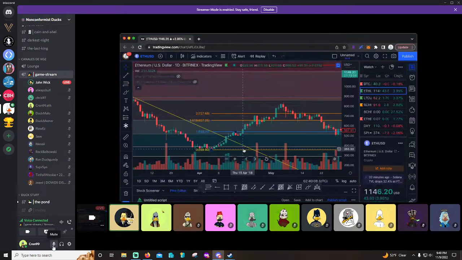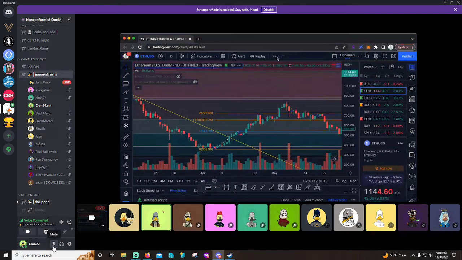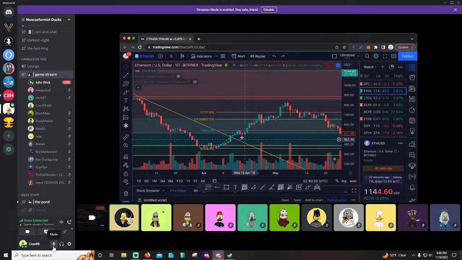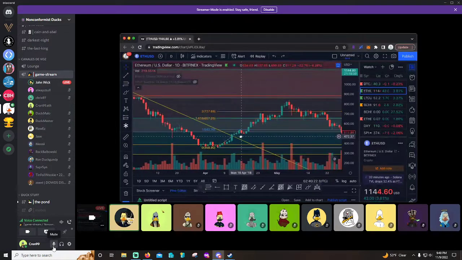A lot of times, what you'll see is once it breaks that resistance, it then becomes support. And at that point, you could actually start an upwards trend line, right? Well, a lot of times what'll end up happening is, let me get to my draw here.